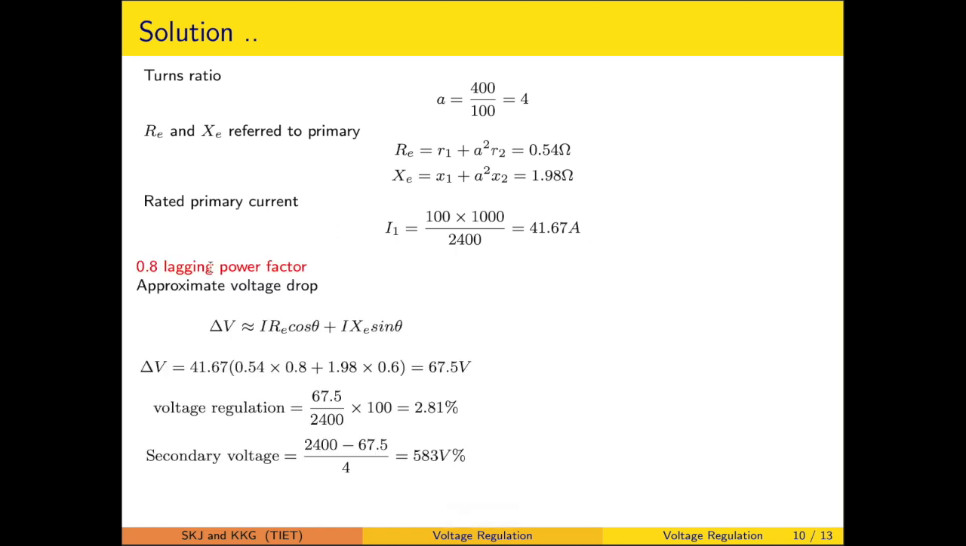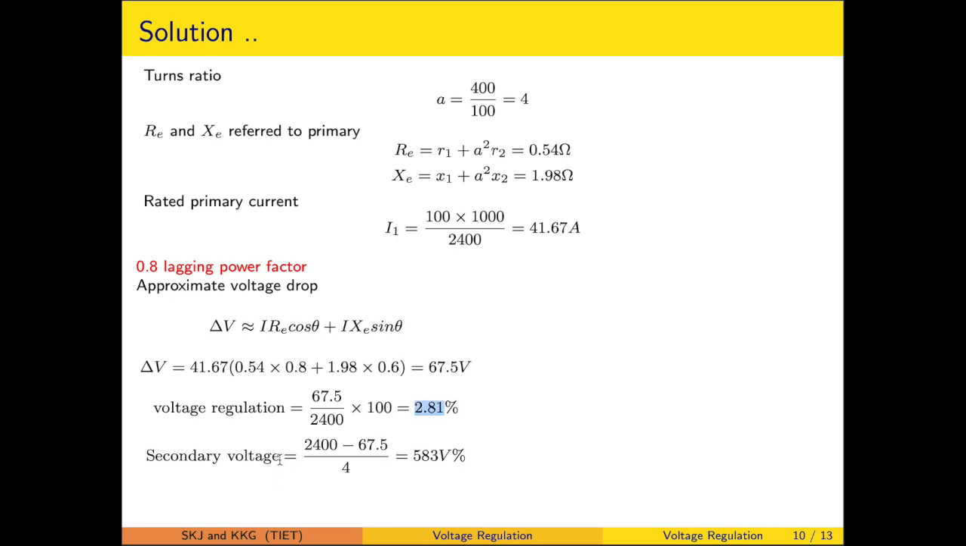We are interested in calculating the voltage regulation at lagging and leading power factor. At the lagging power factor, the expression is I R_e cosine theta plus I X_e sine theta. Here the plus sign is important. Correspondingly we calculated this, and it is 67.5. Now this is coming out to be positive. That suggests that the reflected secondary voltage will be less, or you can say the voltage regulation is positive. That value is 2.81.